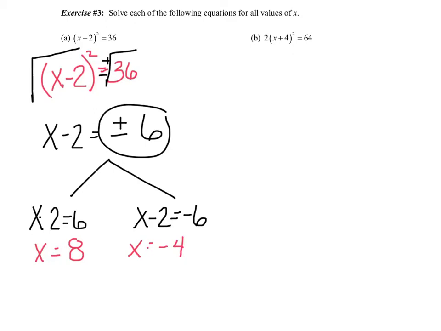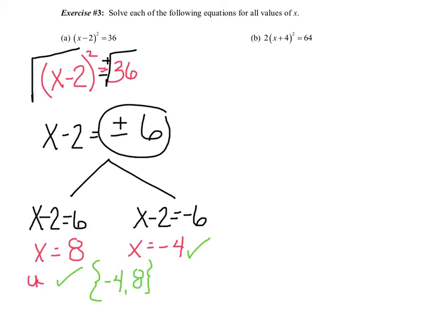And lastly, I want to check both. Okay, and I'm checking them back in the original. So let's take 8. 8 minus 2 is 6. 6 squared is 36. 8 checks. Let's do the same with negative 4. Negative 4 minus 2 is negative 6, and negative 6 squared is 36. So both of those check, and I would say my solution is negative 4 and 8.